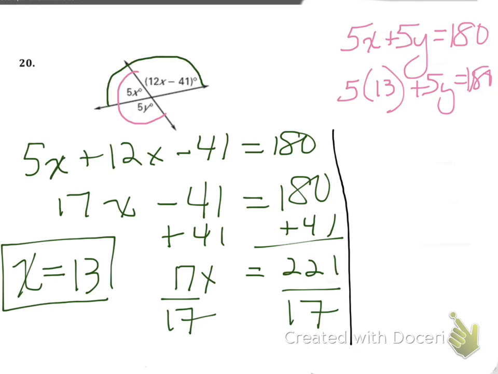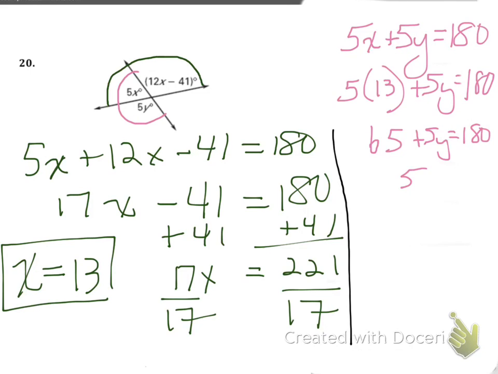Okay, we need to do a little math. Let me just clean this up. Okay, so that should have been 180. Okay, 5 times 13. 5 3s are 15. Carry the 1. 5 1s are 5, and 1 more is 6. So that's 65 so far. So 65 plus 5y equals 180.